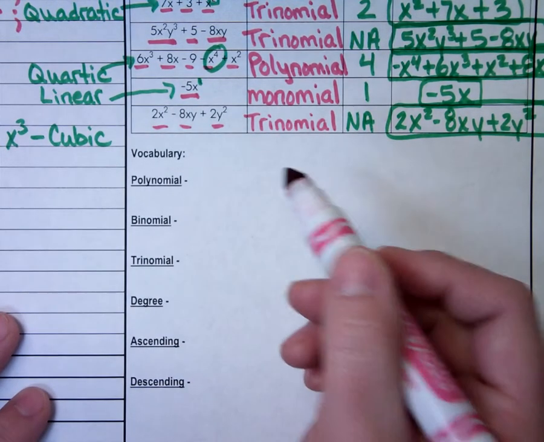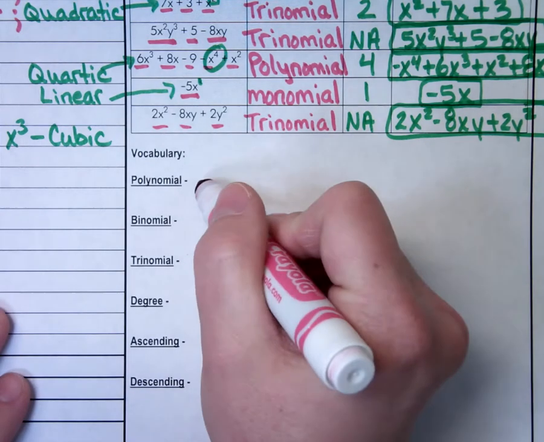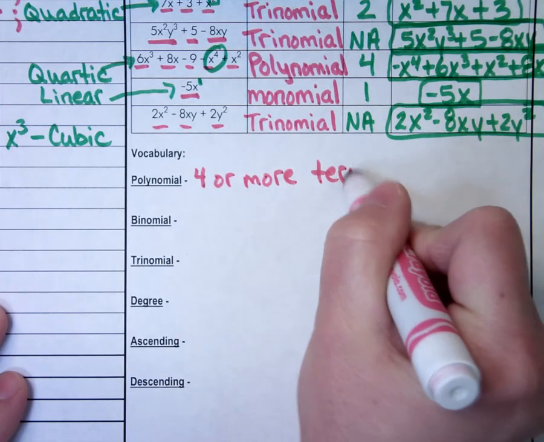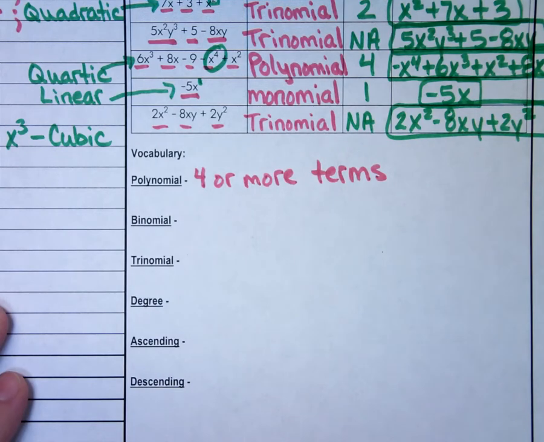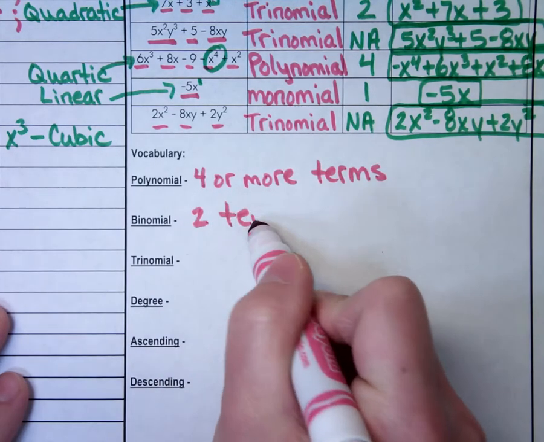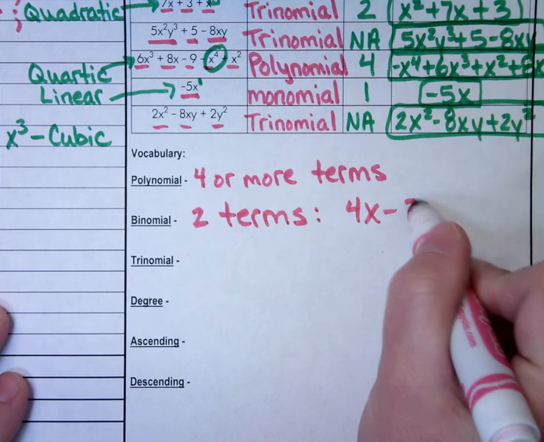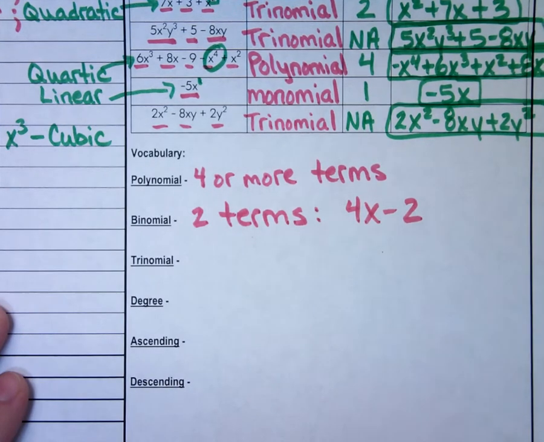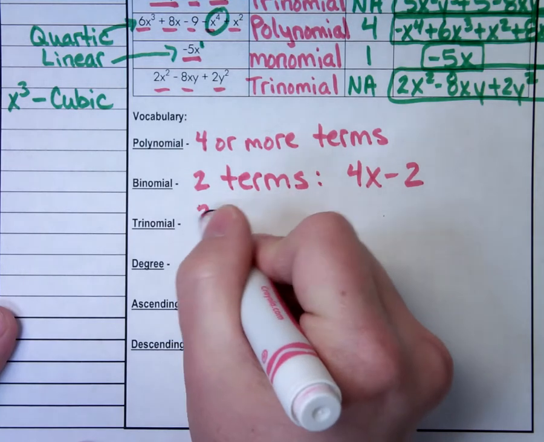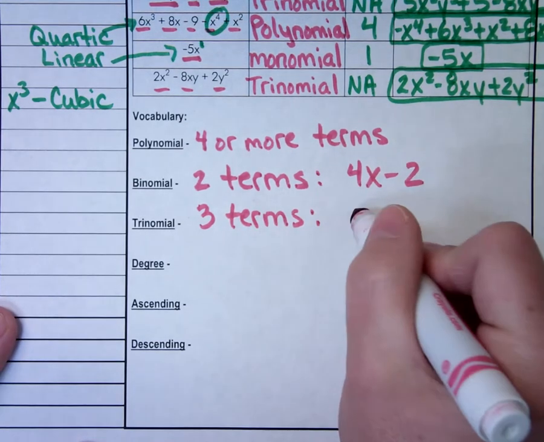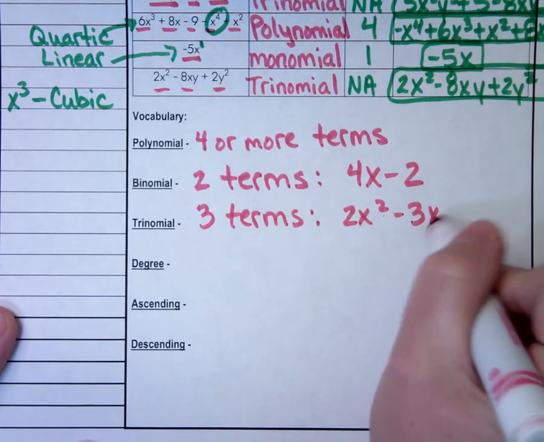Okay, a polynomial is something that we typically use whenever the problem has 4 or more terms. Like up here, this one had 1, 2, 3, 4, 5 terms, so we just call that a polynomial. A binomial has exactly 2 terms, like 4x minus 2. A trinomial has 3 terms, and that's something like 2x squared minus 3x plus 1.